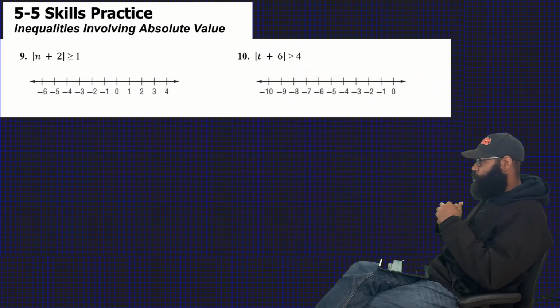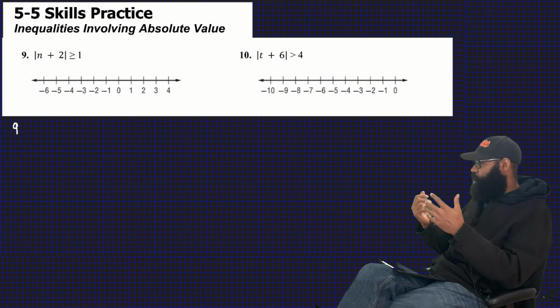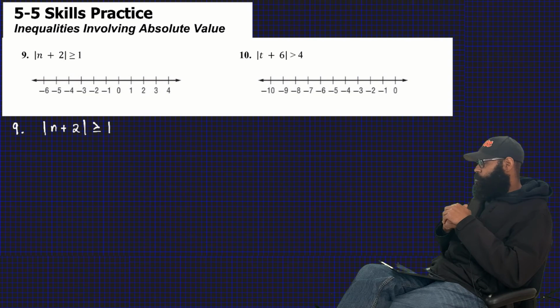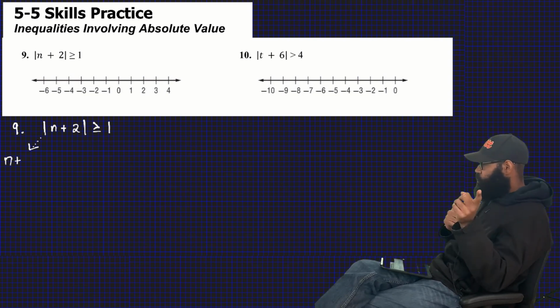All right, guys, nothing new. It looks exactly the same. They changed my variable, they changed my inequality, they changed my constants. Number 9, the absolute value of n plus 2, absolute value closed, is greater than or equal to 1. My brain automatically goes, 2 problems. Break down the wall, set it up.